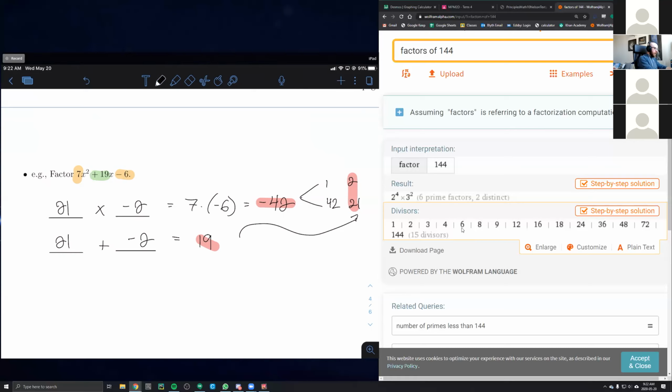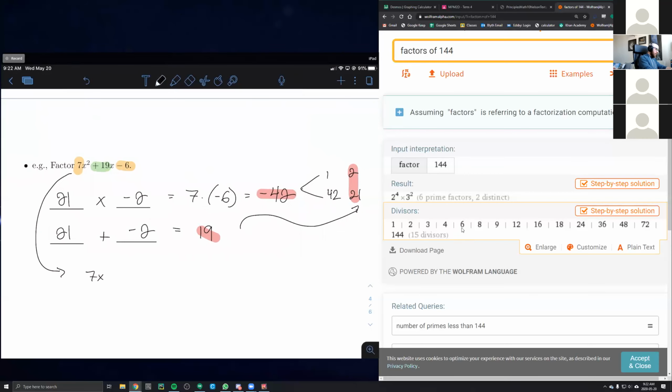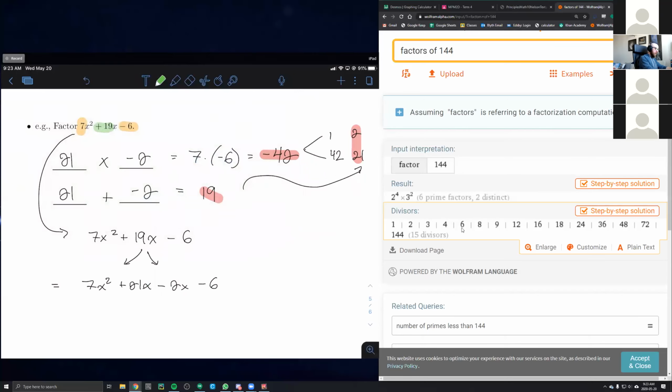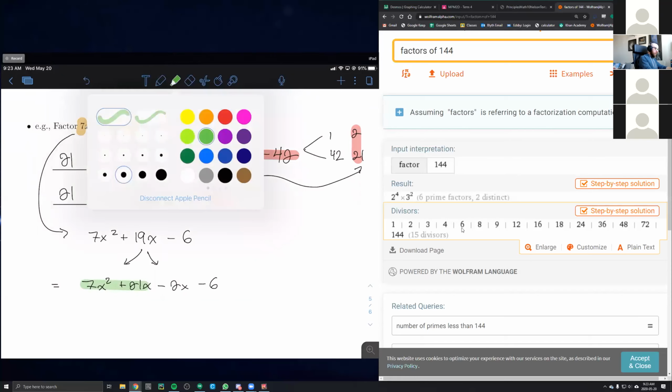And then I go through with my decomposition. So 7x squared plus 19x minus 6. I split up my middle term: 7x squared plus 21x minus 2x minus 6. I do my grouping. So I group the first two terms together, and I group the last two terms together.